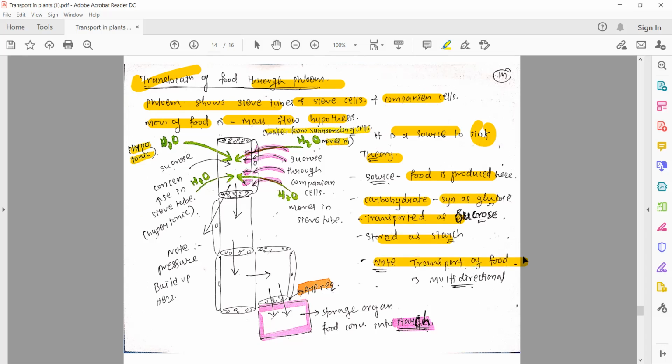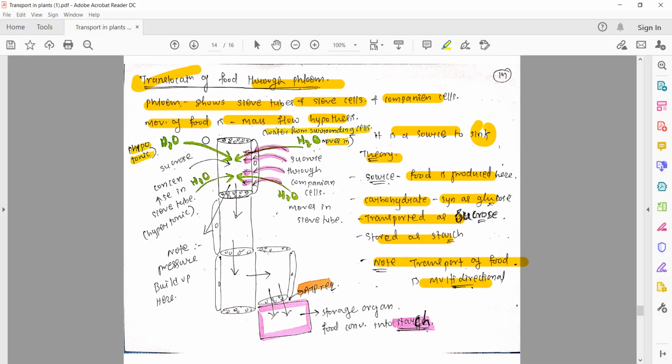Okay, note: transport of food is a multi-directional process, because food has to be supplied upside, downside, and side by side also. Everywhere there is a requirement of food, and it has to be sent through phloem only. Therefore it is a multi-directional process, whereas xylem movement is only a unidirectional process. So you should be able to differentiate between xylem and phloem in this way also.